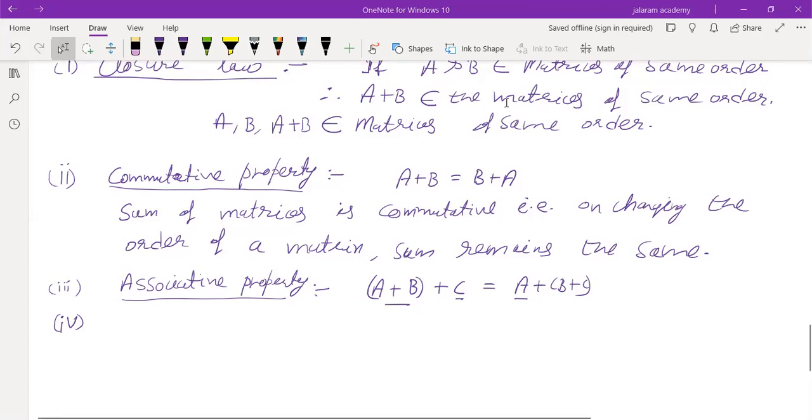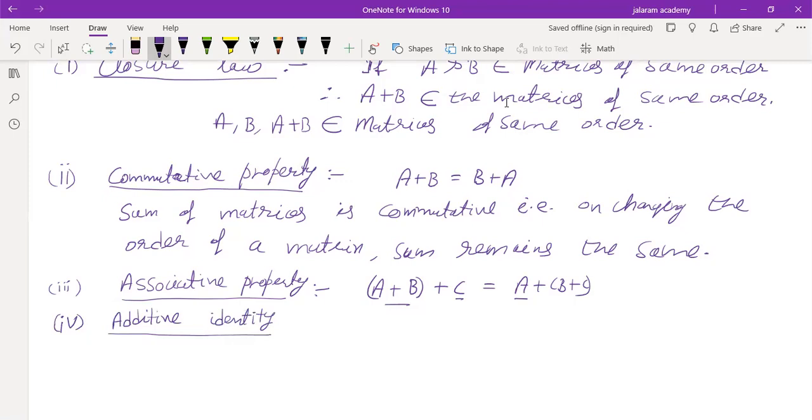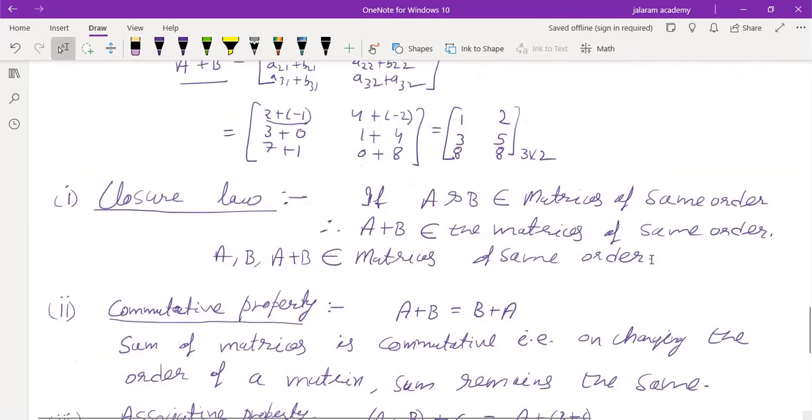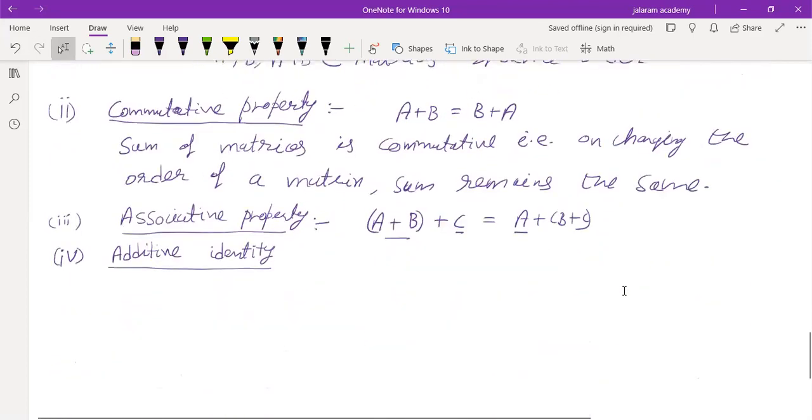And next is additive identity. So first, have you written all these properties or not? Yes, sir. In your notebook, are you writing? Yes, sir. So the next is additive identity.